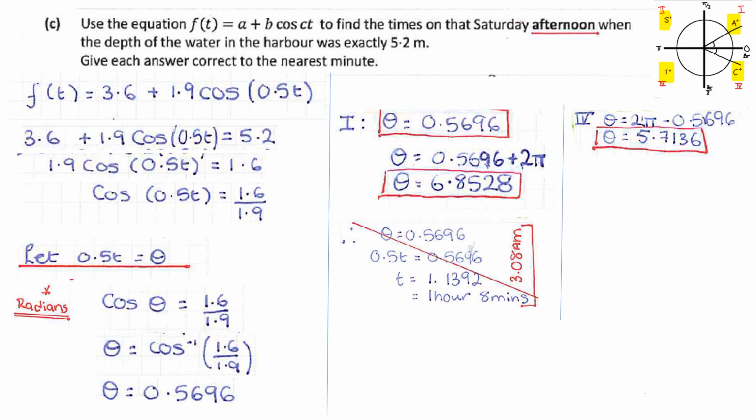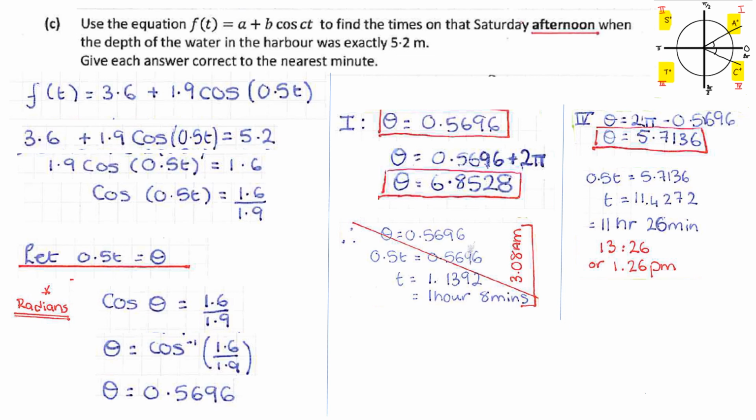So that's 1 hour and 8 minutes after high tide, which is 3:08 a.m. That is not valid because it is not an afternoon time. The second angle we're going to work with is from quadrant 4, and 0.5t is equal to 5.7136. Dividing both sides by 0.5, you get time is equal to 11.4272. Breaking that out into hours and minutes, it's 11 hours 26 minutes. So adding that to 2 a.m., so it's 11 hours after 2 a.m., it is 13:26 or 1:26 p.m., whichever way you prefer.